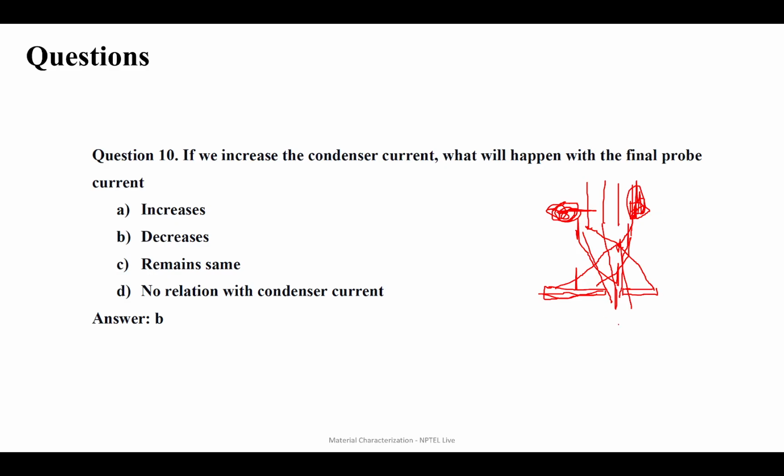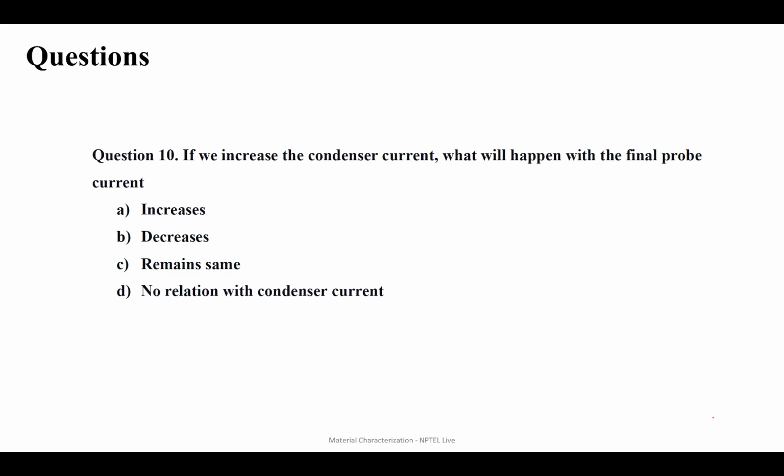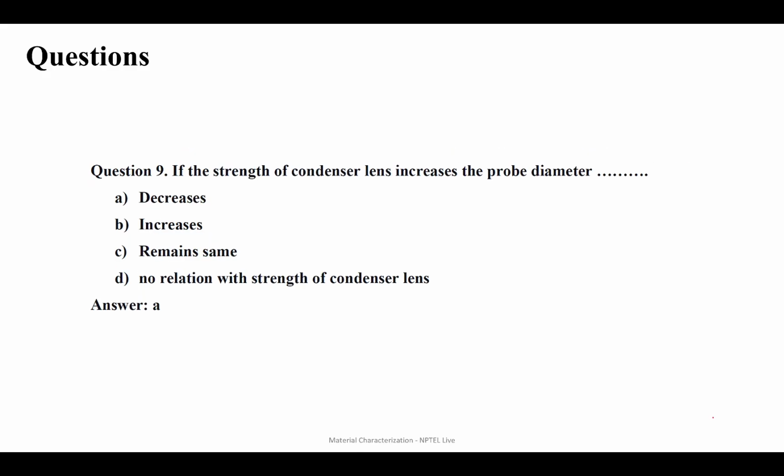So I will have a reduced current, and that will reduce my spot size or probe diameter. So hence in both the cases, increasing the strength of the condenser or condenser current means the same thing. My probe current and probe diameter both will decrease.